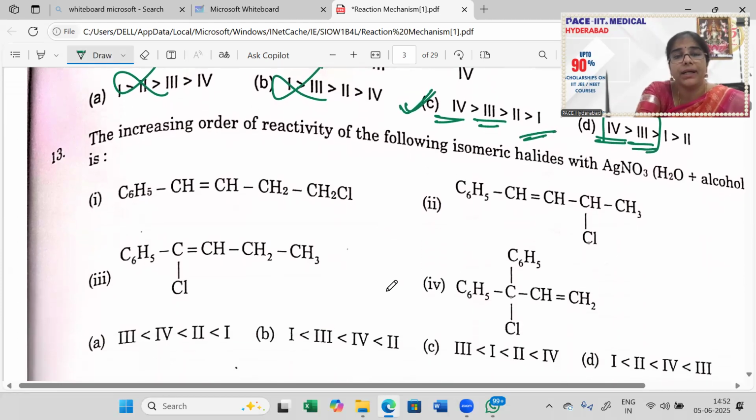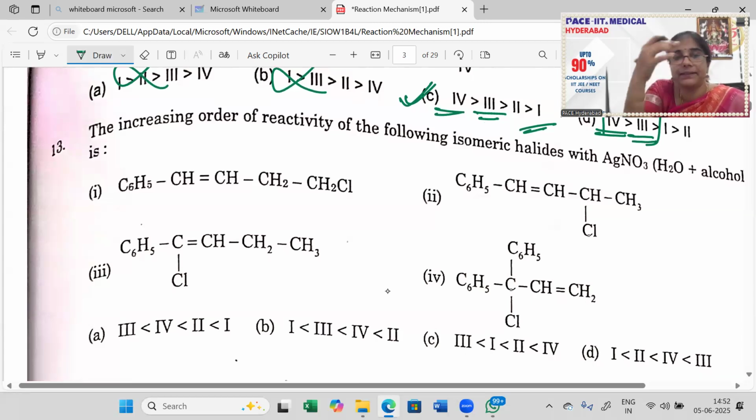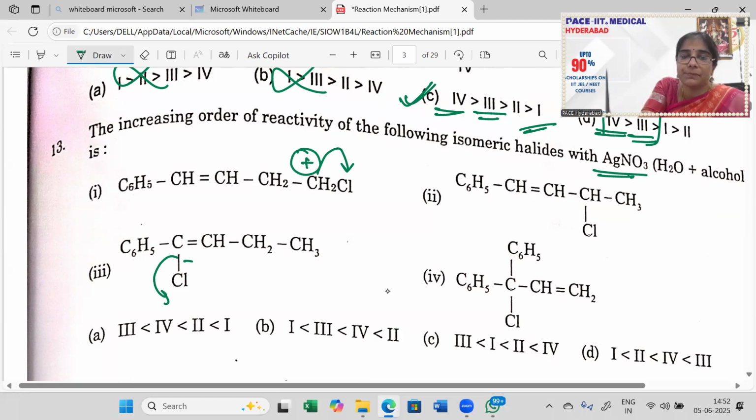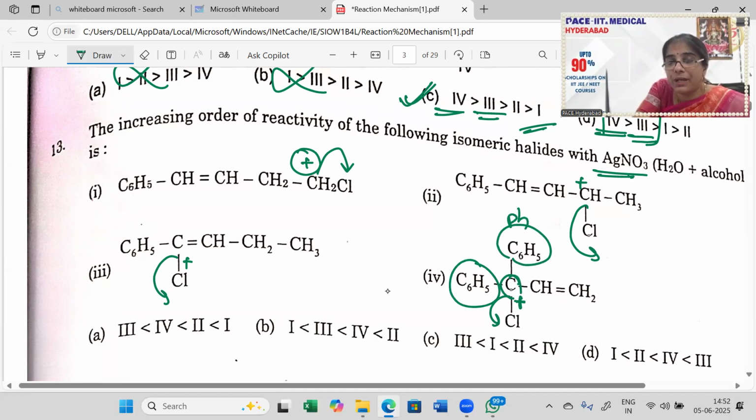Next, moving up, increasing order of the reactivity of this group. That would be what? So I can see there chlorine. So reactivity of isomeric halides with AgNO3. AgNO3 will always try to precipitate out as AgCl whenever you have Cl. So this Cl comes out, takes in the electrons and comes out. I'm bringing out the electron of chlorine, thereby positive. So positive here on this carbon, you have a phenyl group and you have a phenyl group.